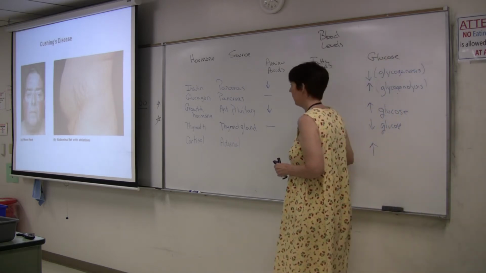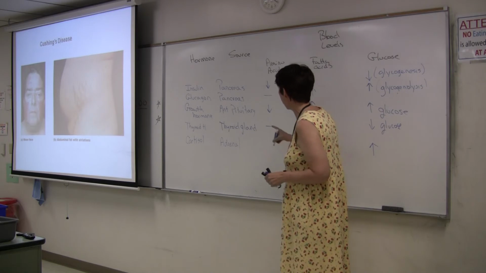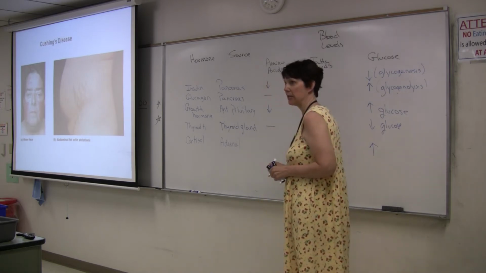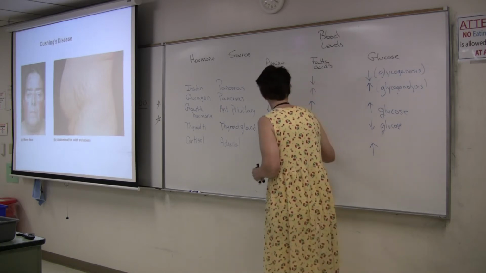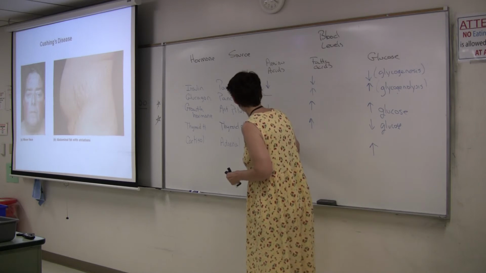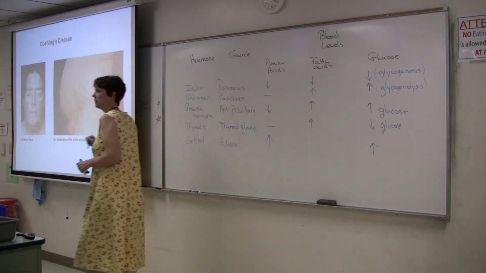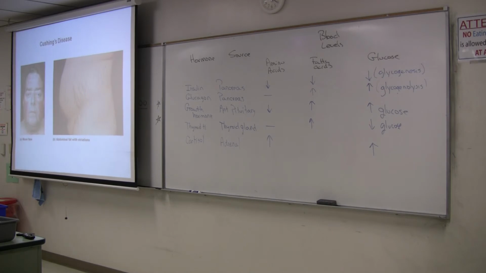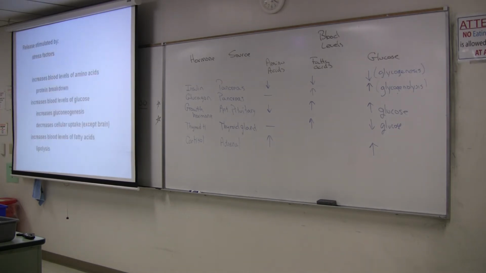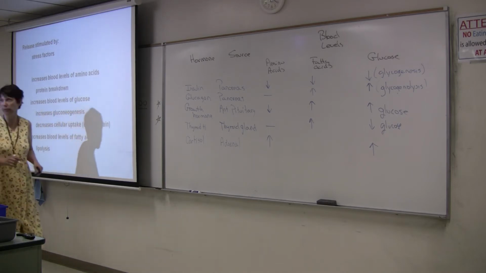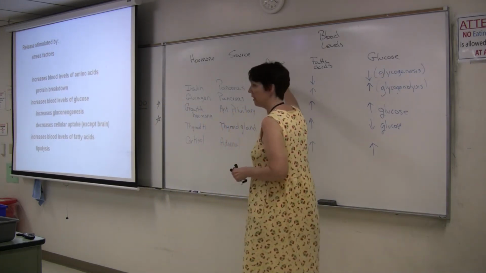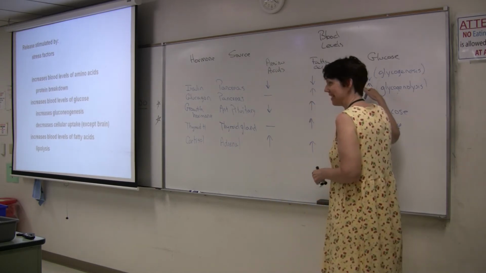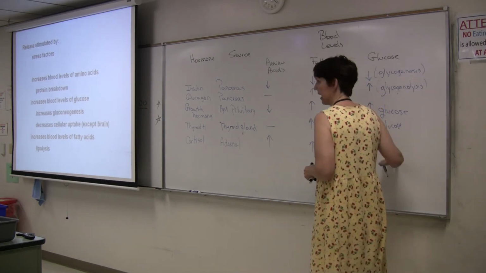Fat is broken down, fatty acids and proteins are both elevated as well. So proteins are elevated, why? Not why, but as a factor of this, what we see is an increase in amino acids because the proteins are actually broken down and fats are broken down. So this is kind of the opposite of insulin, where all the levels were decreased. With cortisol, everything is increased.